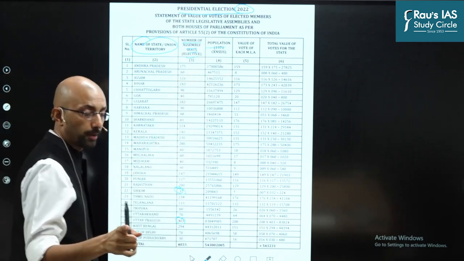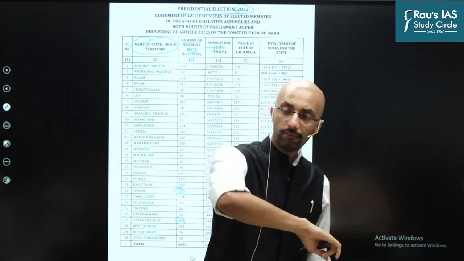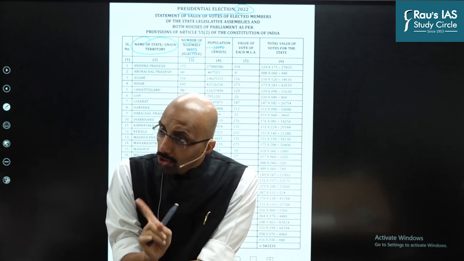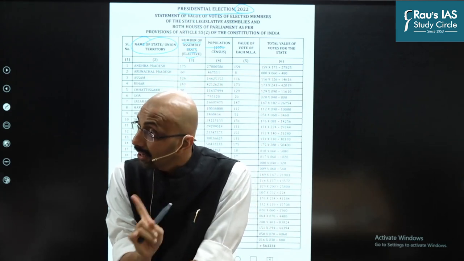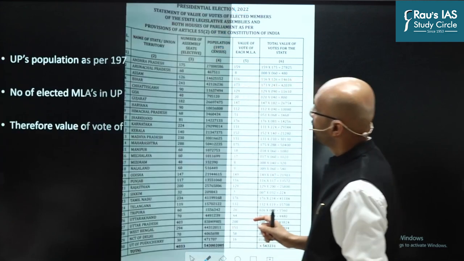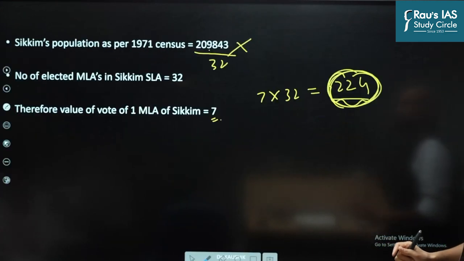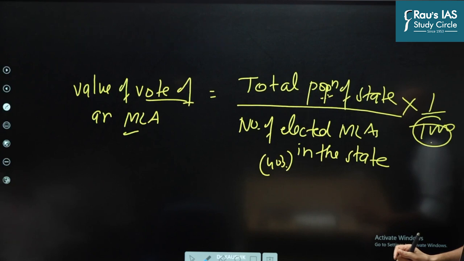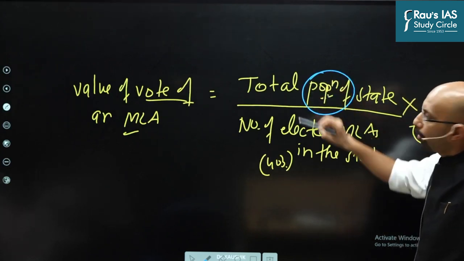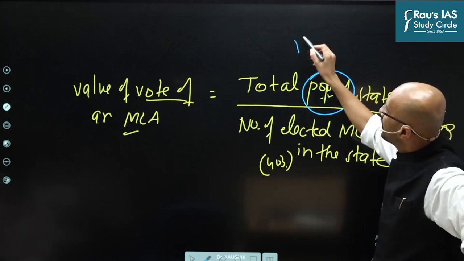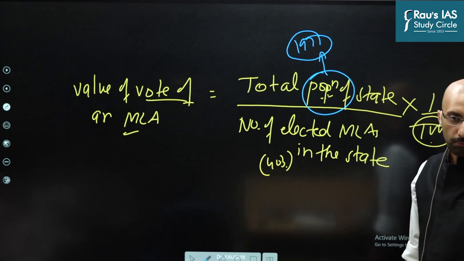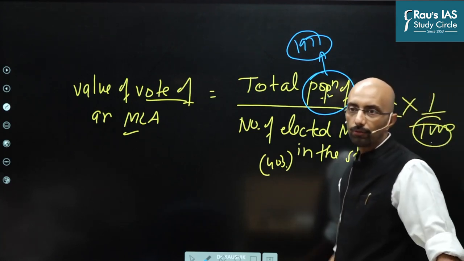Yeah, one thing I forgot to mention. In that formula, when we calculate the value of vote of the MLAs, in the numerator, the population that we have is not the current population. That population is as per 1971 census. I forgot to mention, and you guys also did not ask me. So this population is not the current population. This is as per 1971 census. Why? I think you all remember the reason. Why did we freeze this?